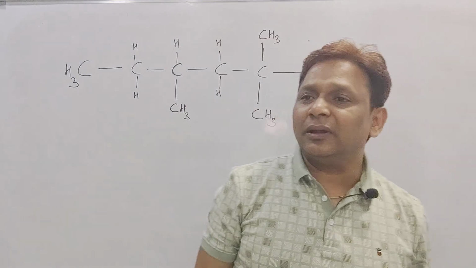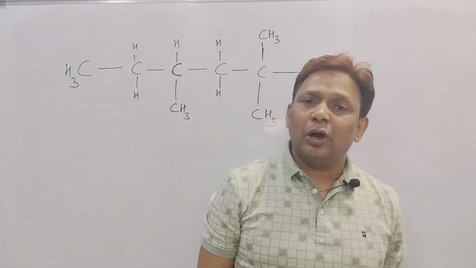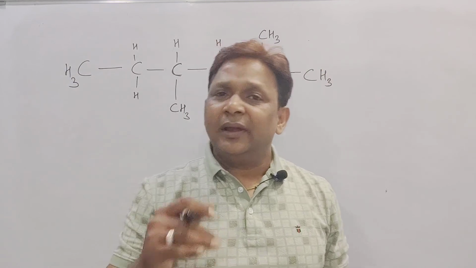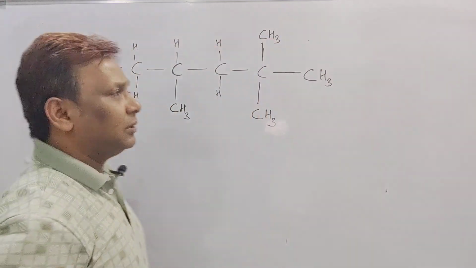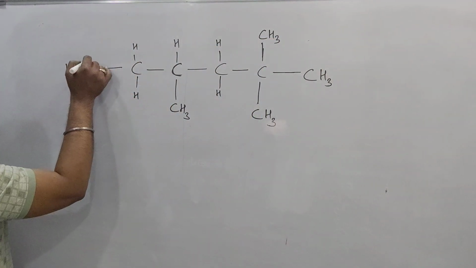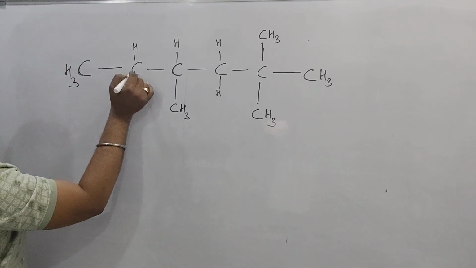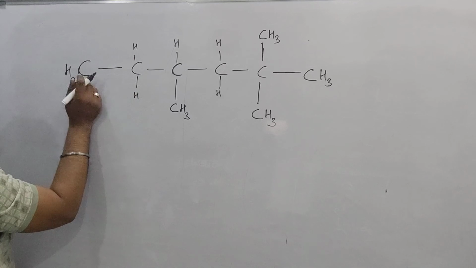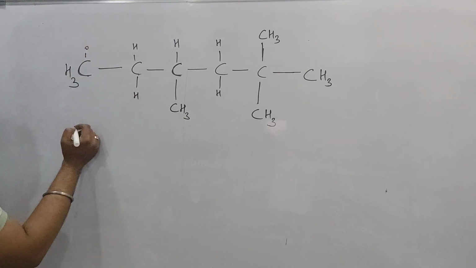But in this organic compound, can you tell me how many primary carbons are there? I want to give a first example and a second example. Please try it. See, beta, this is a carbon attached with only one carbon. So this carbon is bonded with one carbon, so this carbon is called a primary carbon.